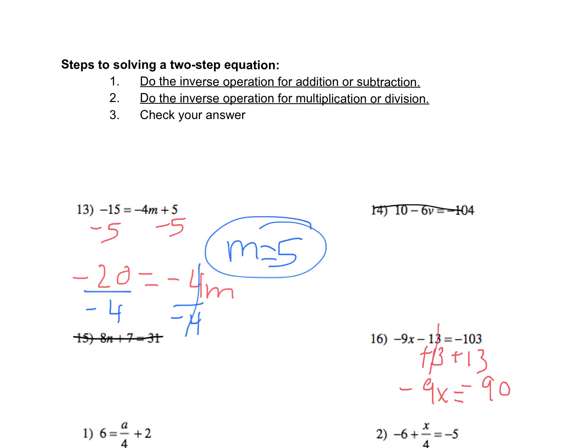And then what we need to do is get x alone. So we're going to do divided by negative 9, divide negative 90 by negative 9. Negative 90 divided by negative 9 equals 10. So we know x equals 10. And we can check it by saying negative 9 times 10 is negative 90, minus 13 is negative 103. So we know we did it right.